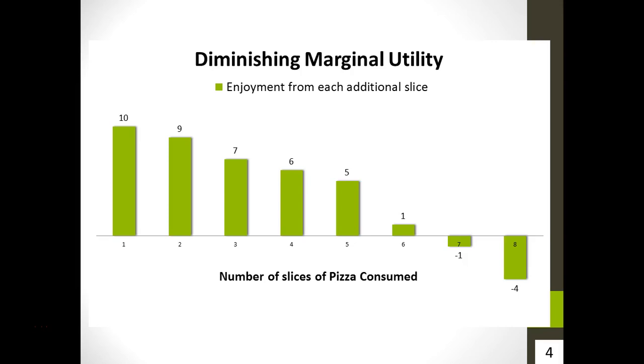This is slices of pizza. And on the first piece of pizza, you get 10 units of enjoyment. You love that first slice. The second slice, 9 units. Third slice, 7 units. Fourth slice, sorry, you get 6 units.